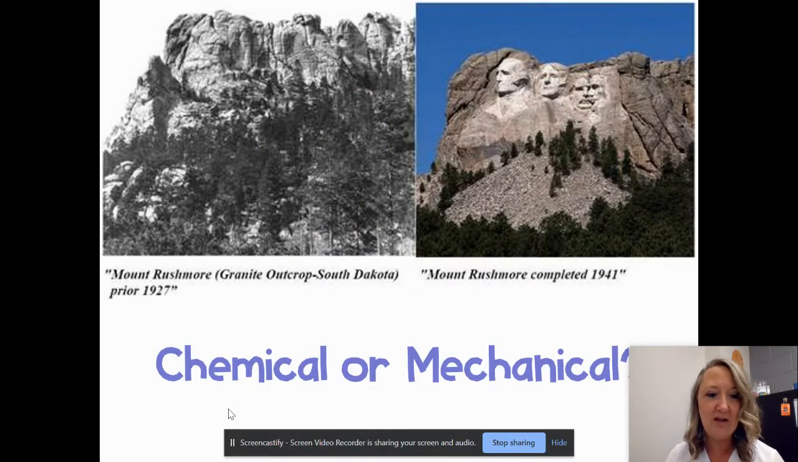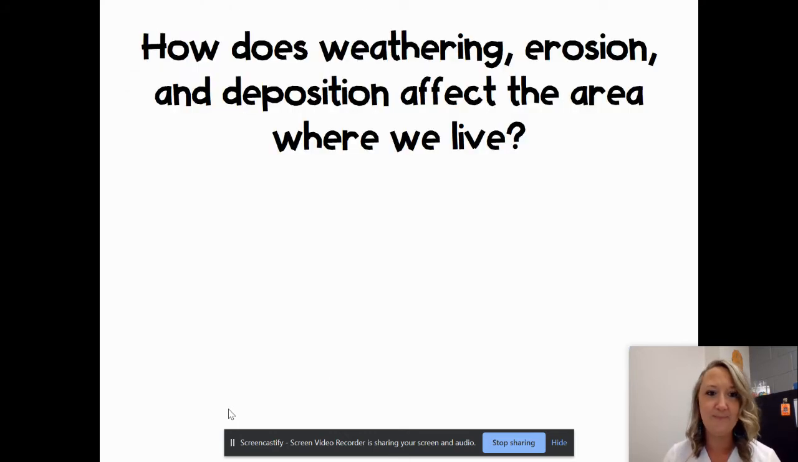Here we have Mount Rushmore. Mount Rushmore, we carved the faces of some presidents into the sides of these outcrops of the South Dakota mountains, and it was completed in 1941. Is that physical, mechanical weathering, or is it chemical weathering? I hope that you can tell me that it is mechanical because we physically changed the surface of those rocks, right? We chiseled them away to be in the shapes of those faces.